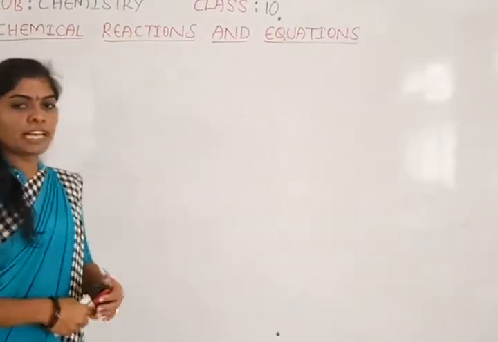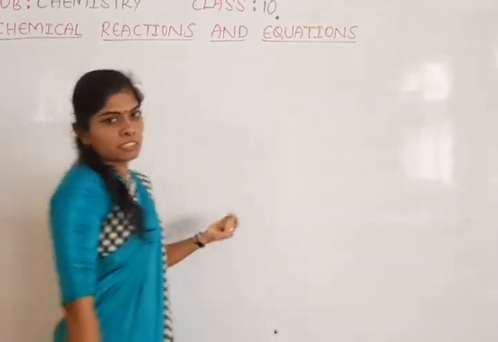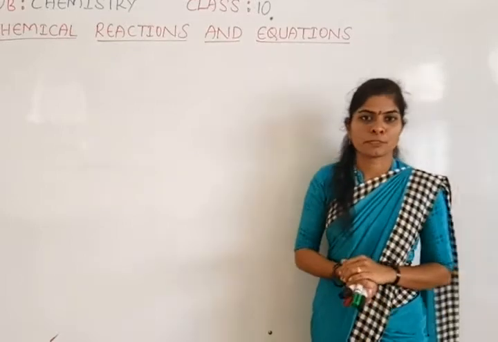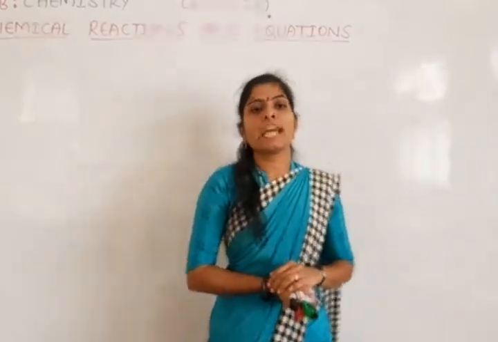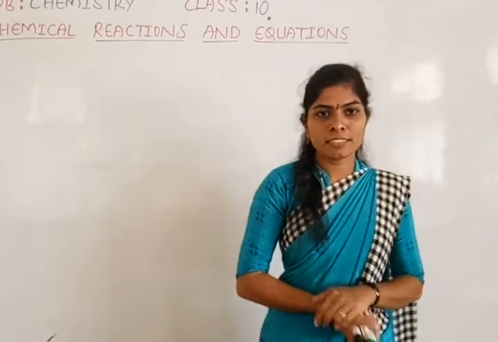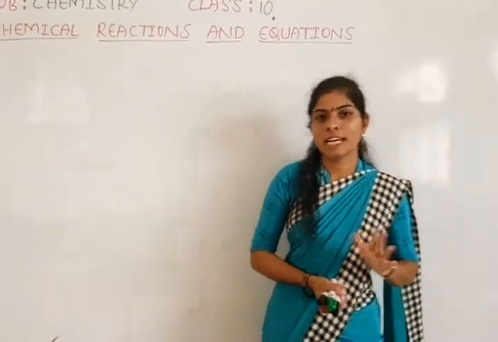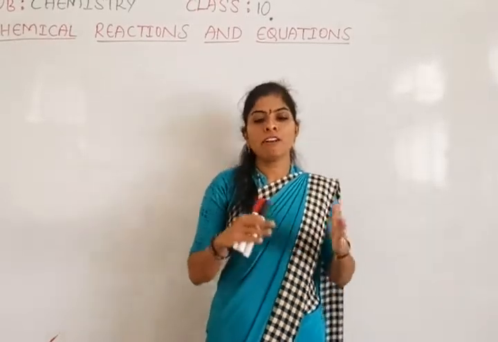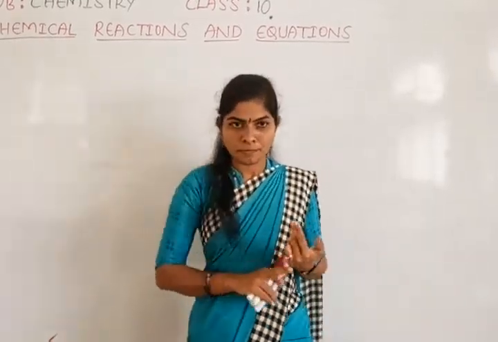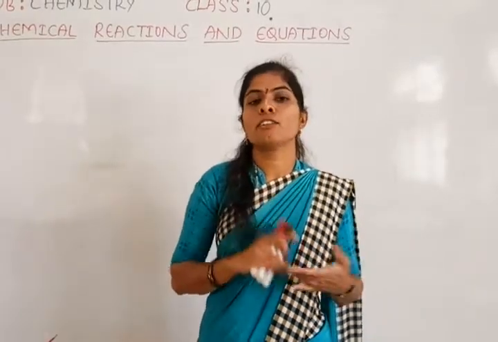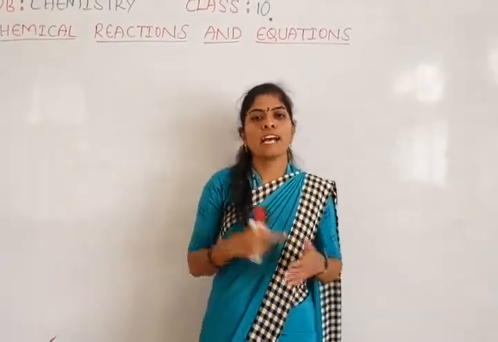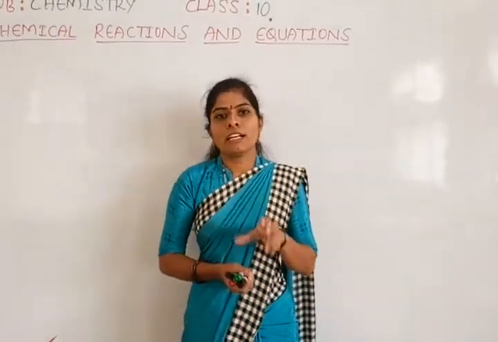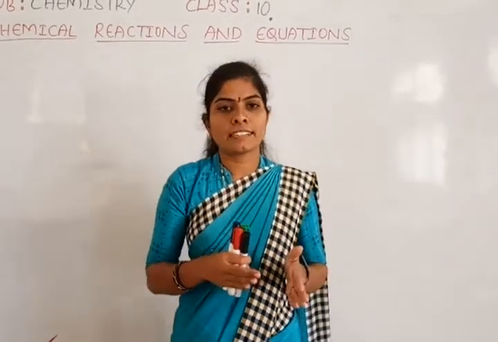As you all know, now we are dealing with the first chapter, that is chemical reactions and equations. How many types of chemical reactions are there? Yes, there are 5 types. In our previous classes we explained the decomposition reaction and combination reactions. So we have learned about these two kinds of reactions. Even after that, we also studied that.